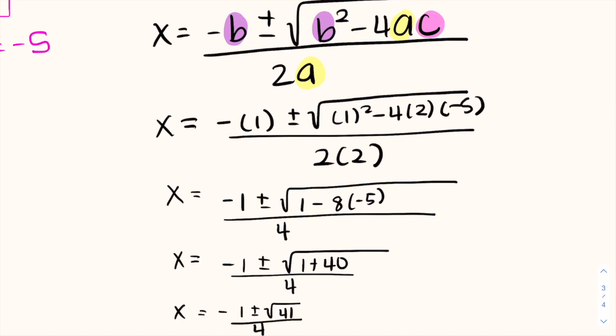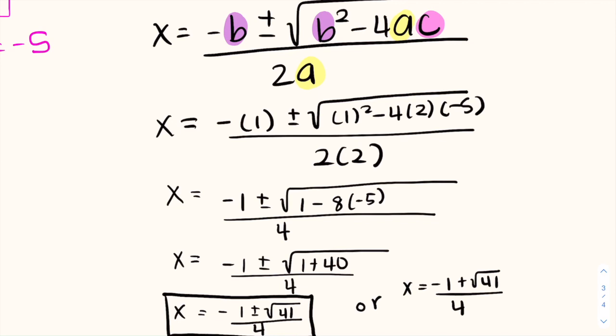Since 41 cannot be simplified, your answer will be x equals -1 plus or minus square root of 41 over 4. Another way to write it is also x equals -1 plus square root of 41 over 4. And you also write x equals -1 minus square root of 41 over 4. But this way is a little bit simpler.